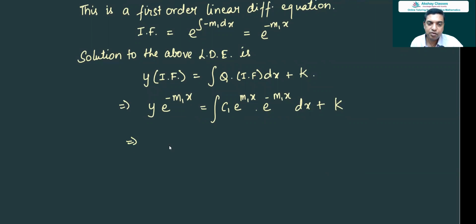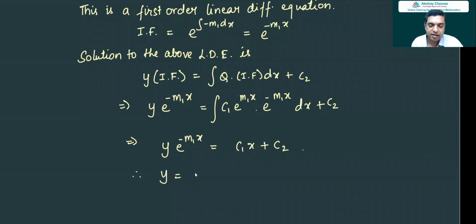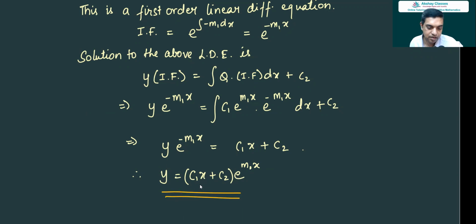Now this becomes y equal to e power m1x times (c1x plus k). I will choose to write c2 here. So therefore we get y as (c1x plus c2) times e power m1x. Very, very useful.